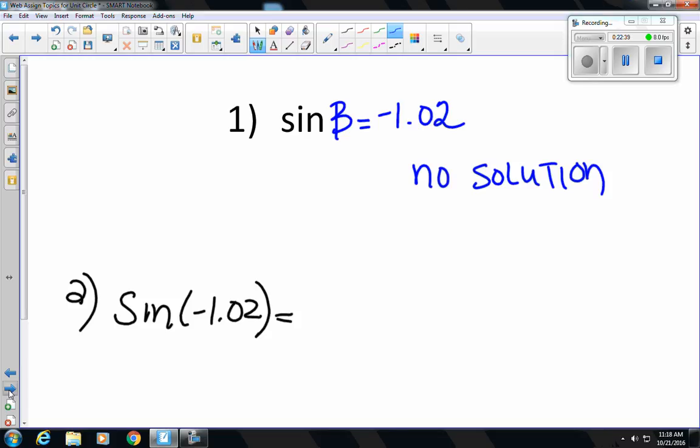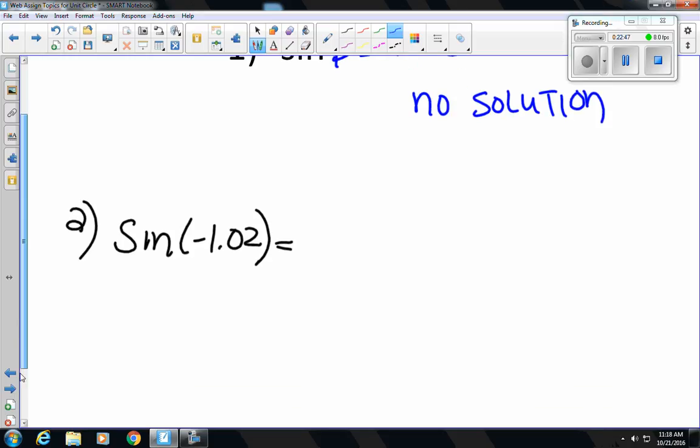Did y'all ever do an activity like that where they gave you the lengths of 3 sides and they said which ones are possible? Swiss cheese. Like I said, you guys are Swiss cheese.